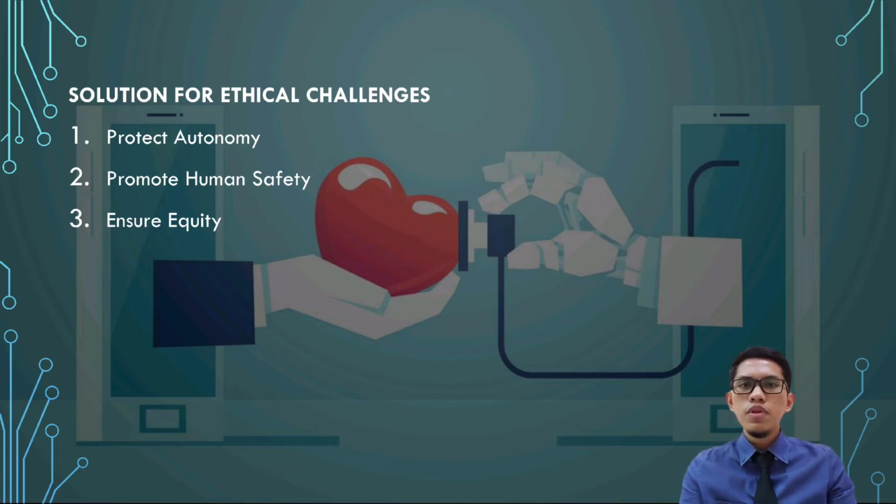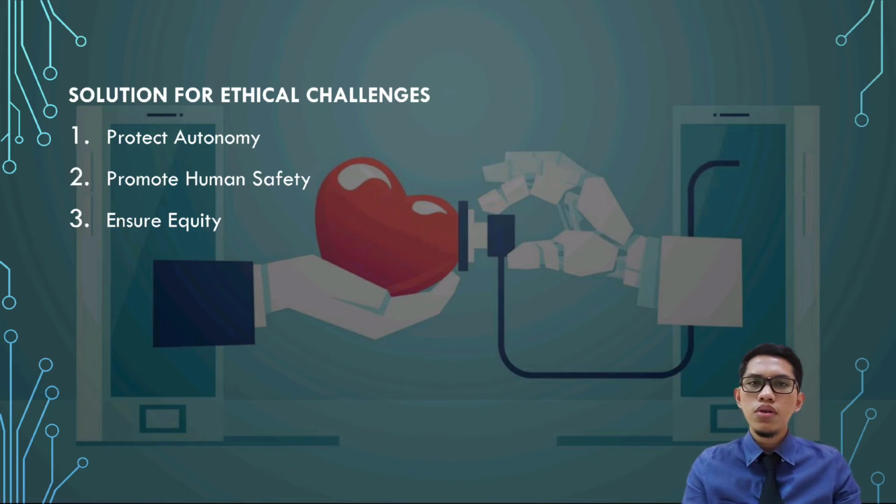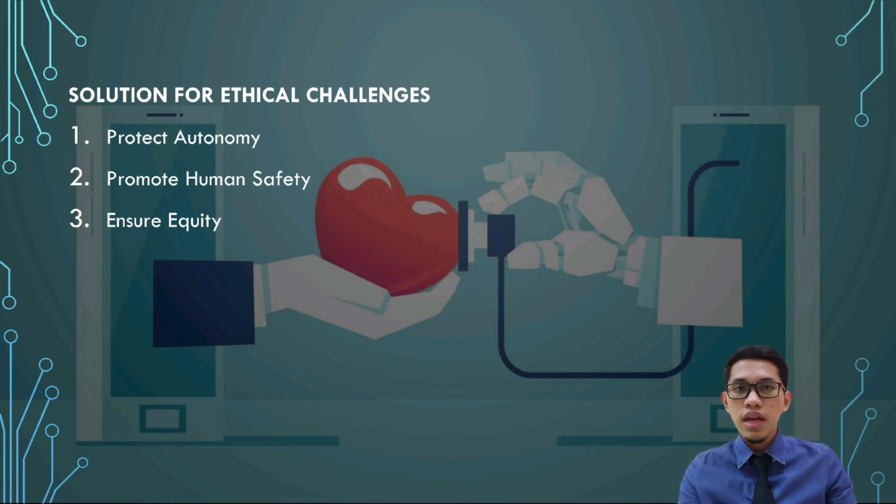Next principle is promote human safety. Developers should continuously monitor any AI tools to make sure they are working as they're supposed to and not causing harm. The third and the last one is ensure equity. Developers must make sure tools are available in multiple languages, and that they are trained on diverse sets of data.